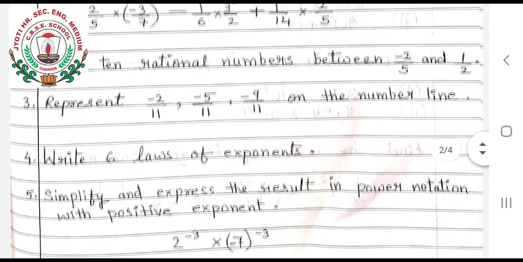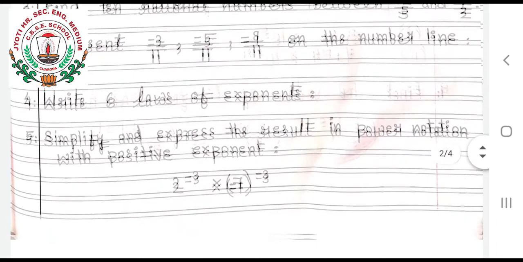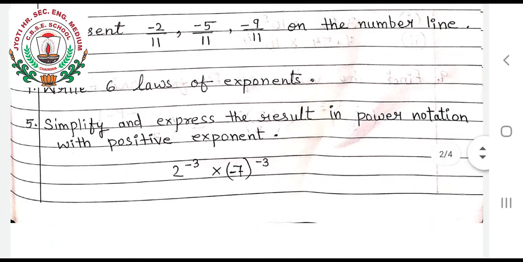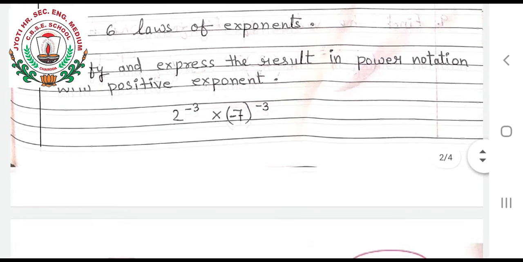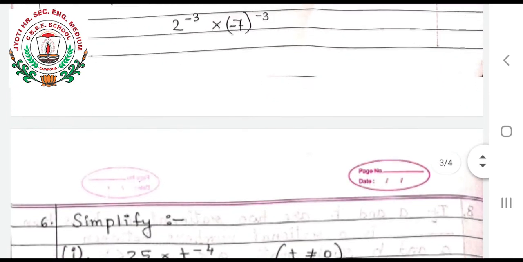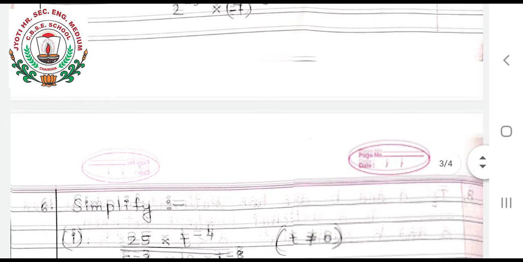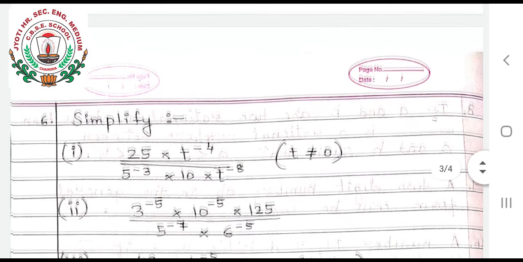Then next, represent minus 2 by 11, minus 5 by 11 and minus 9 by 11 on the number line. This type of question also we have done in the exercise. Go through that. Then 6 laws of exponents we have just gone through in the chapter. Write down those laws. Then next, simplify and express in the power notation with positive exponents.